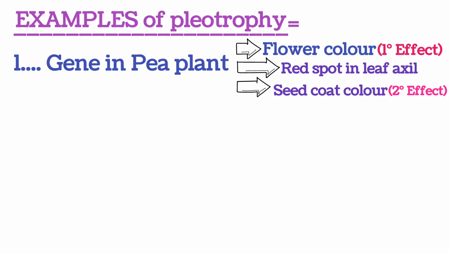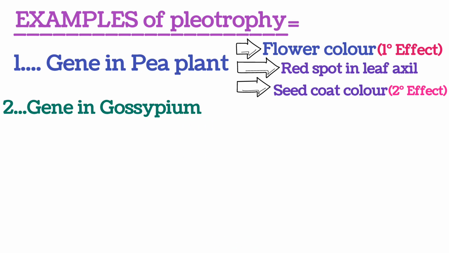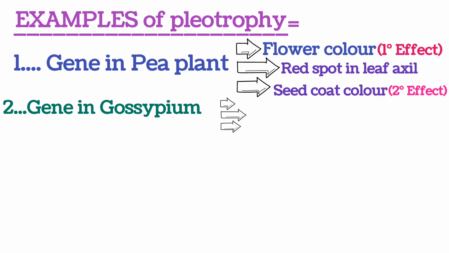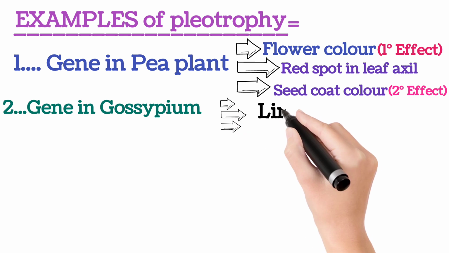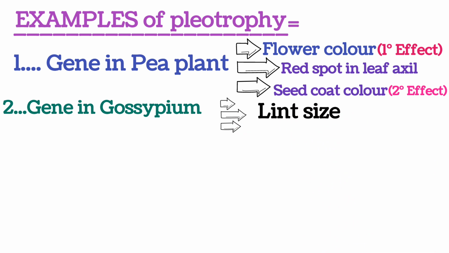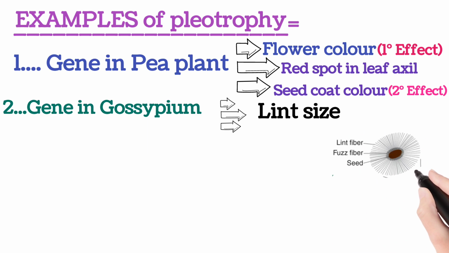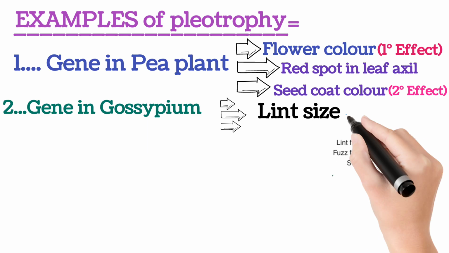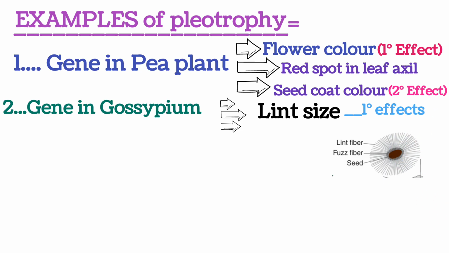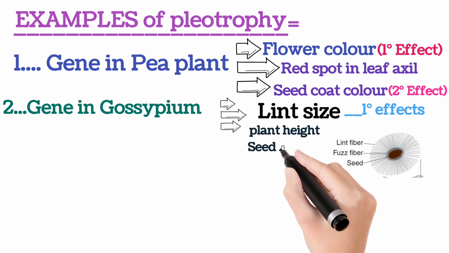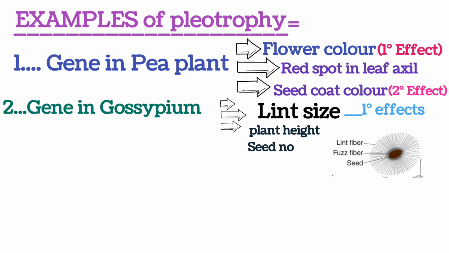Now coming to the second example, a gene in Gossypium, or we can say cotton plant. It also controls several characters. For example, number 1 character is lint size. What is lint size? Let me explain. This is the cotton seed. It has two types of fibers, small fuzz and large lint size fibers. Here the lint size gets primary effect from the gene. The rest of the characters controlled by the gene are plant height and seed number. So this is also an example of pleiotropy.